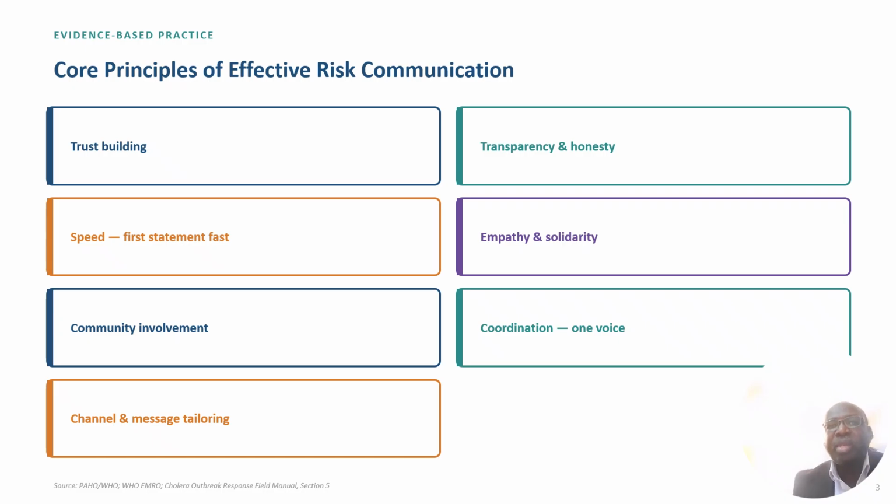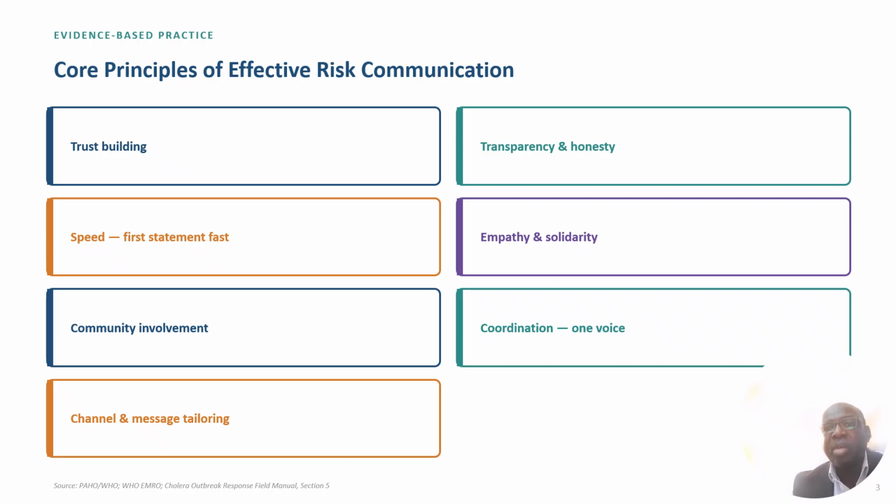There are core principles of effective risk communication. We have to build trust between you and the community, health authorities, healthcare workers, and leaders. Transparency and honesty: give the exact information. Don't lie, because when you lie and the community believes that you are lying, they will not accept any information from your side. Speed is essential. Empathy and solidarity should also exist.